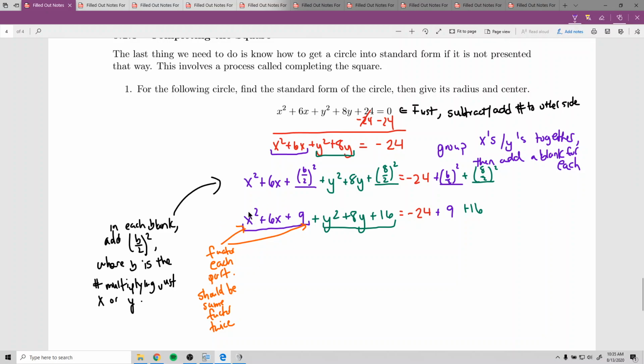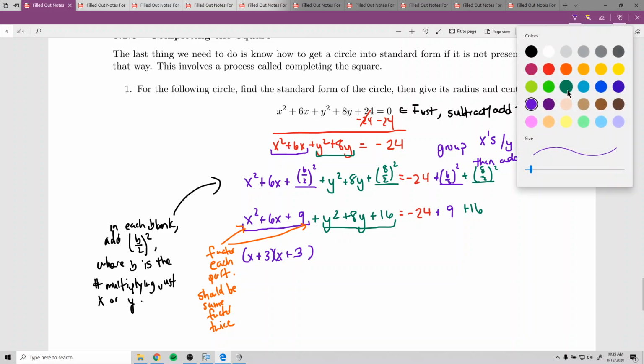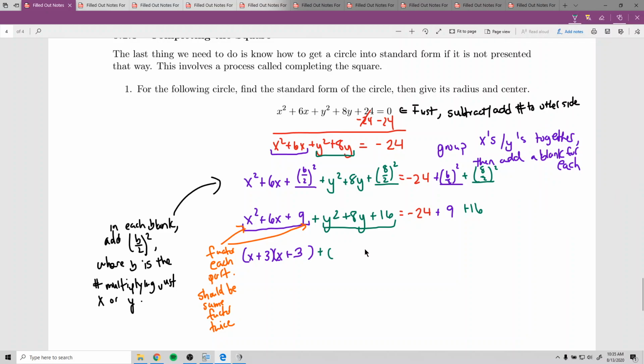So here we want two numbers to factor this that multiply to 9 and add to 6. If it's got to be the same number, it better be 3, because 3 times 3 is 9, and 3 plus 3 is 6. So that's good. And did we do the right thing for the y? What two numbers multiply to 16 and add to 8? Well, 4 and 4. So we did the thing correctly.